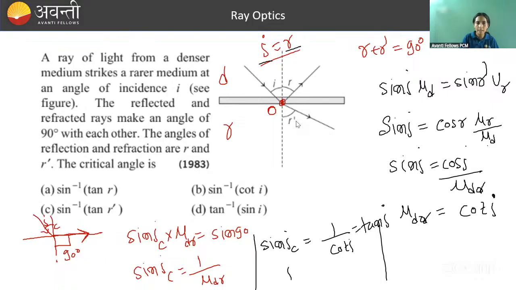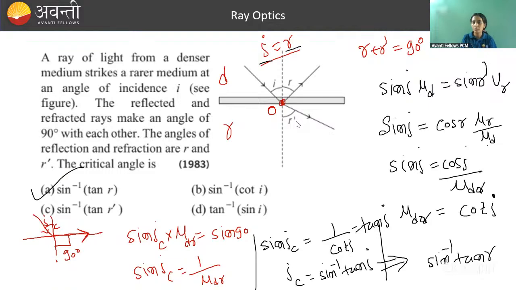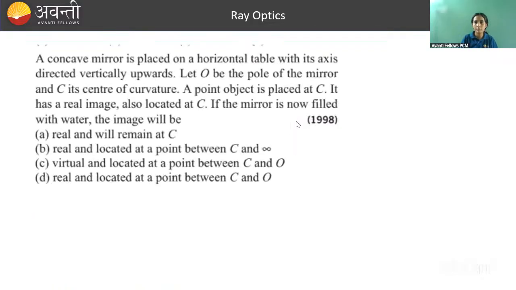So IC is equal to what? Sin inverse tan i. And if you do sin inverse tan i, there is no option as such, but there is a tan r option. I is equal to r, so this can also be equated to sin inverse tan r. So the correct answer will be A. Done. A will be the correct answer. Let's do it now.